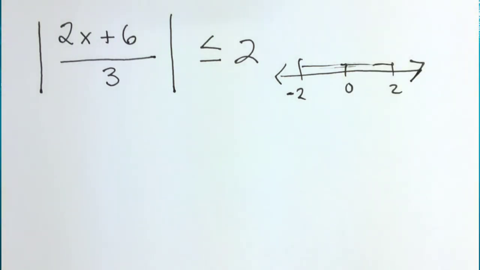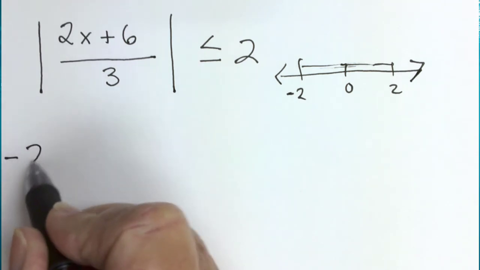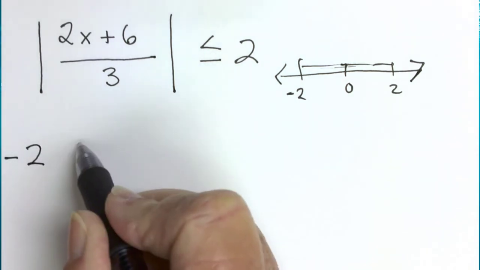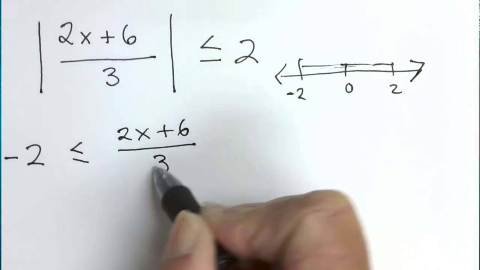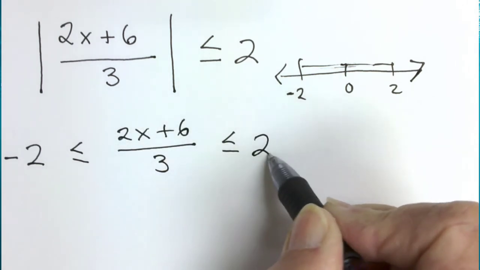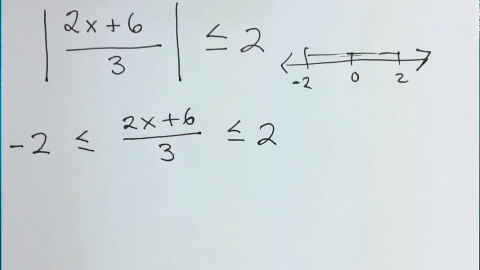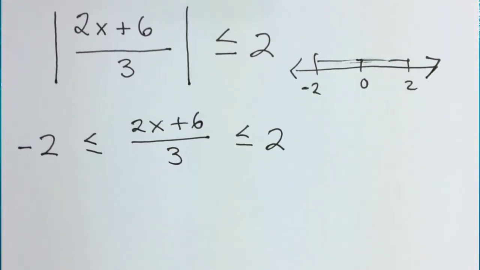Right, so it's going to be your middle section of your graph, and that means you can set it up as a compound inequality. So this is between -2 and +2. And then you just solve your compound inequality.